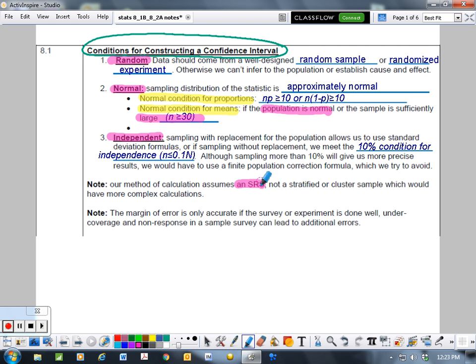Now keep in mind that our margin of error is only accurate if the survey or experiment is done well. Undercoverage and non-response can lead to additional errors. So just be careful about that.